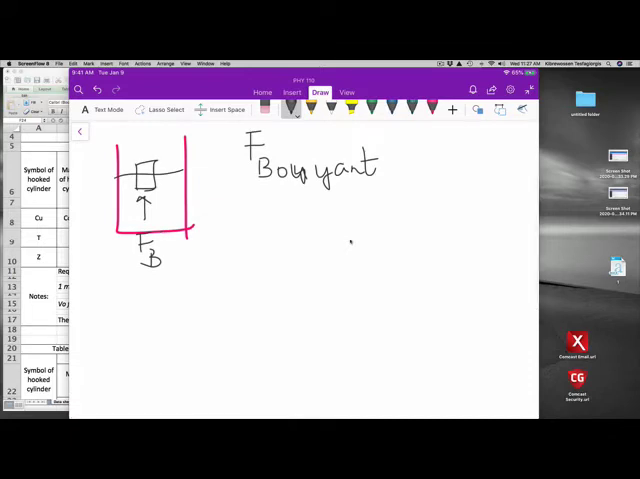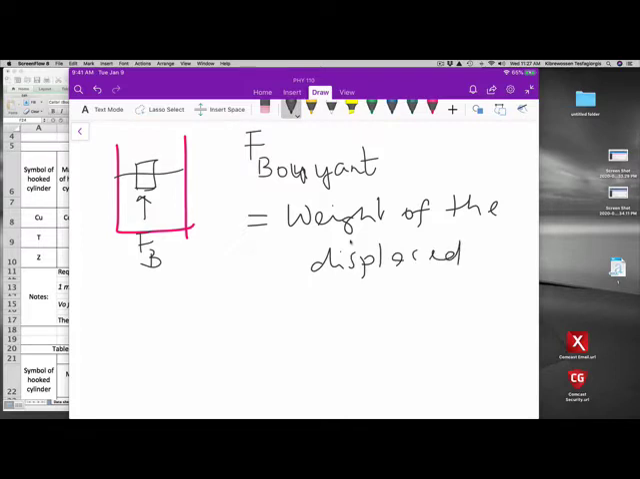There are two items that we should know about Archimedes. The buoyant force is the same as the weight of the displaced fluid. That means the weight of the water that is displaced by this wooden object is the same as the buoyant force it experiences. Every time you submerge yourself fully in water, the amount of water you displace is equivalent to the buoyant force you experience.